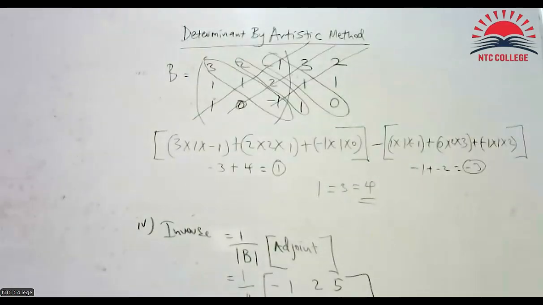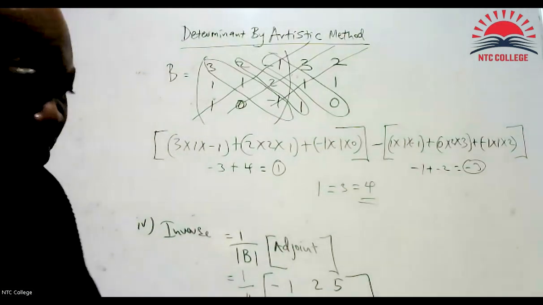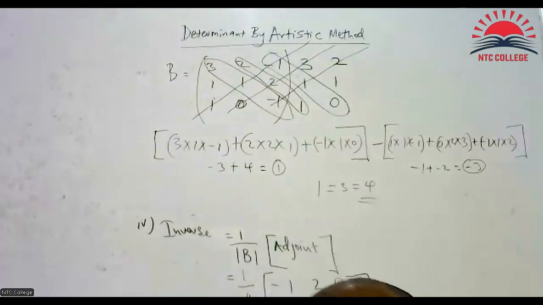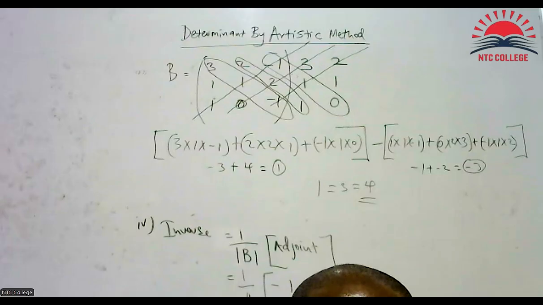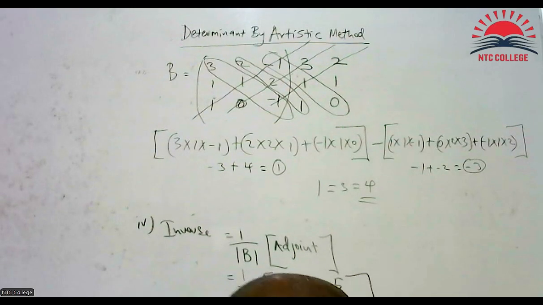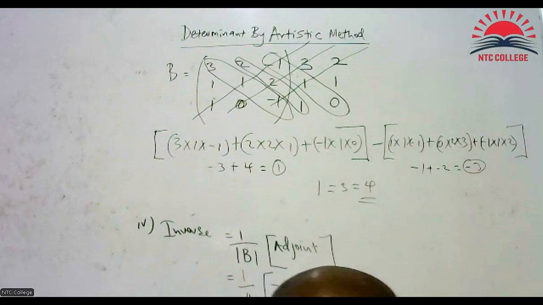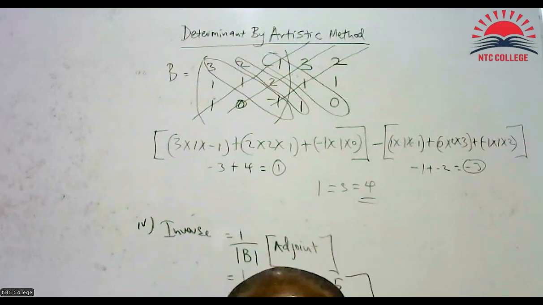4 is the determinant. Please, whether artistic method is the best for you in finding determinant, I would leave it for you to judge. And with that, we have come to the end of today's session. In our next class, and the very final class for matrices, we are going to major on the application, and that will be guided by the past papers.